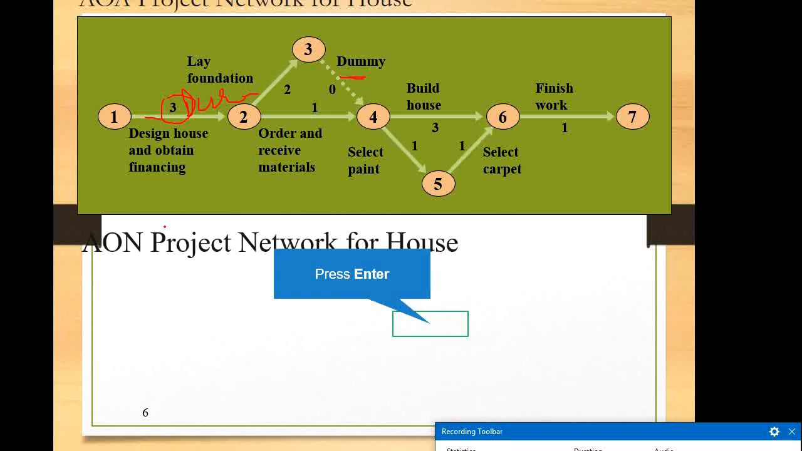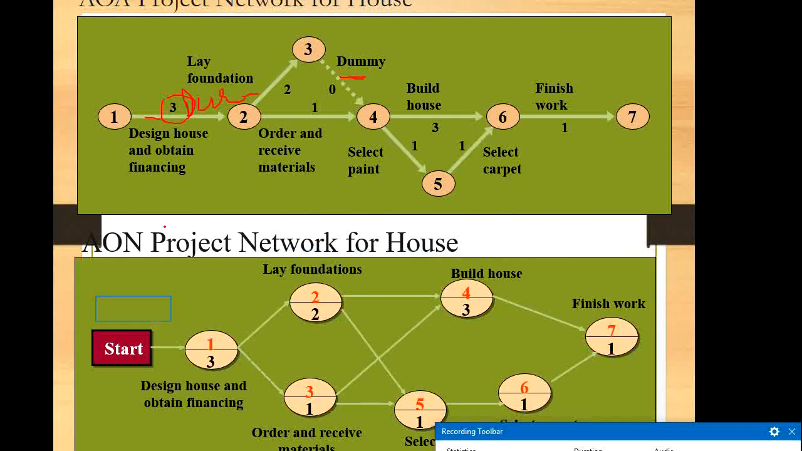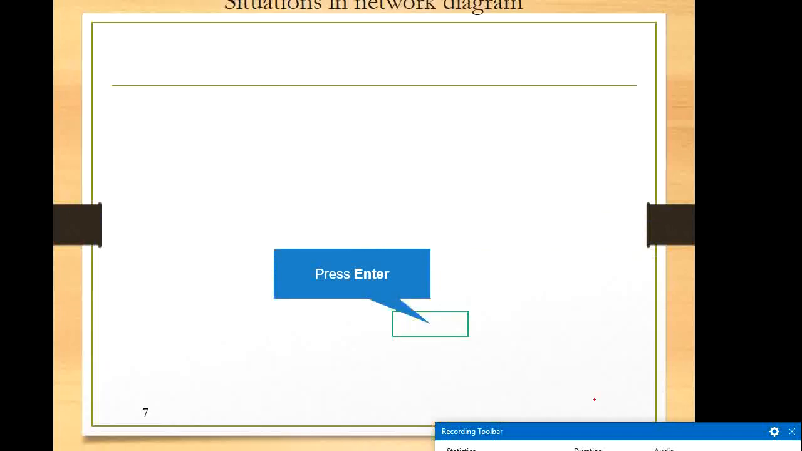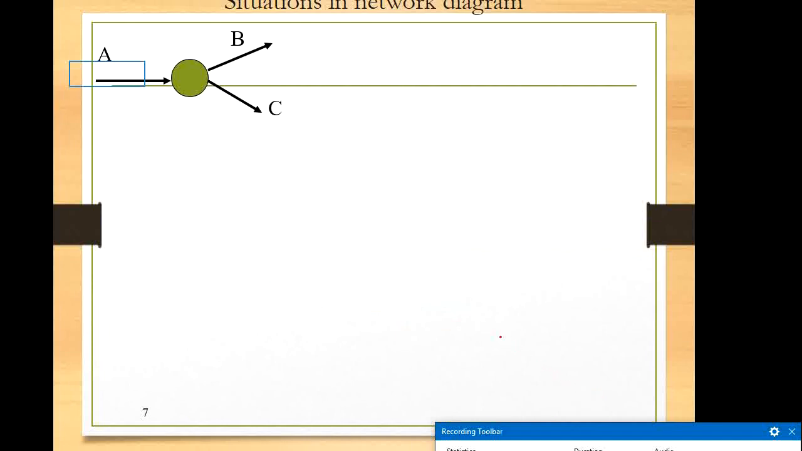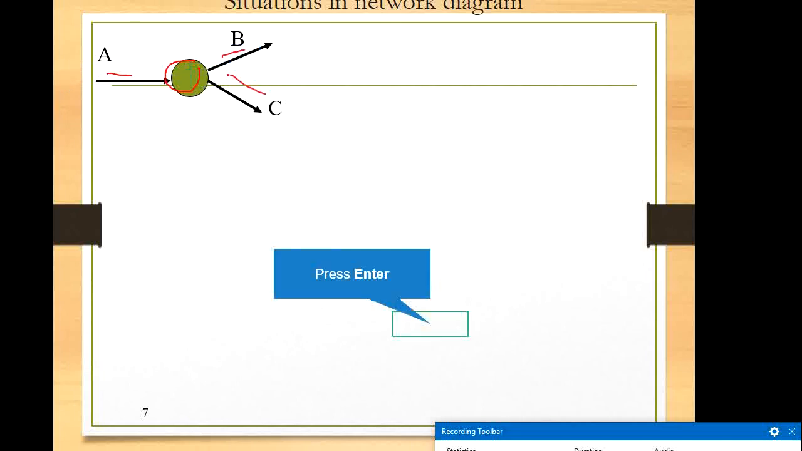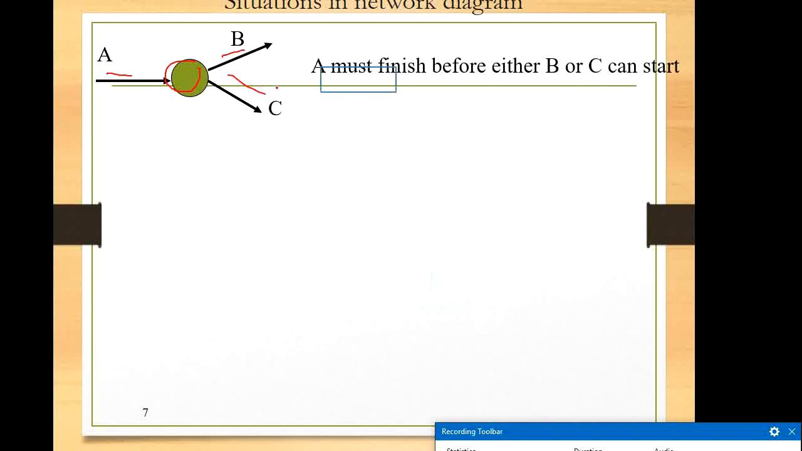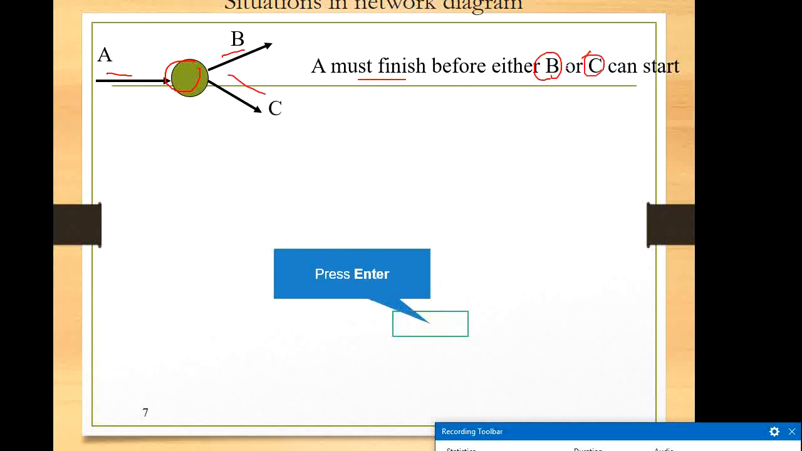The next is the activity on node project network, which is drawn for a house construction. This is the starting point. Then activity 1, 2 is mentioned in the node, and the node is the circle. Suppose this is an arrow, an activity, and this is a node, and these are two activities. What is the indication of this? A must finish before either B or C can commence or start.